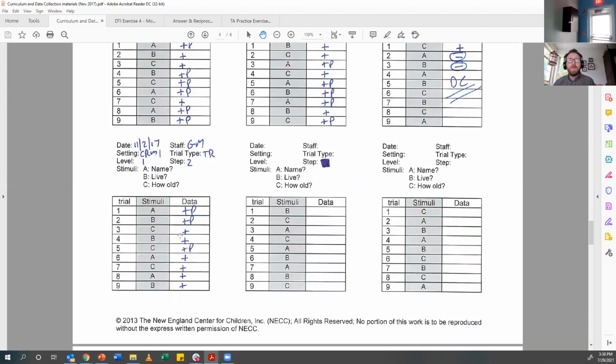That happened on November 2nd with teacher GM. We're at prompting step 2 again. The student responded correctly in 9 out of 9 of those trials. Again, a mixture of prompted responses and independent. We are going to do something different for the next prompting step.